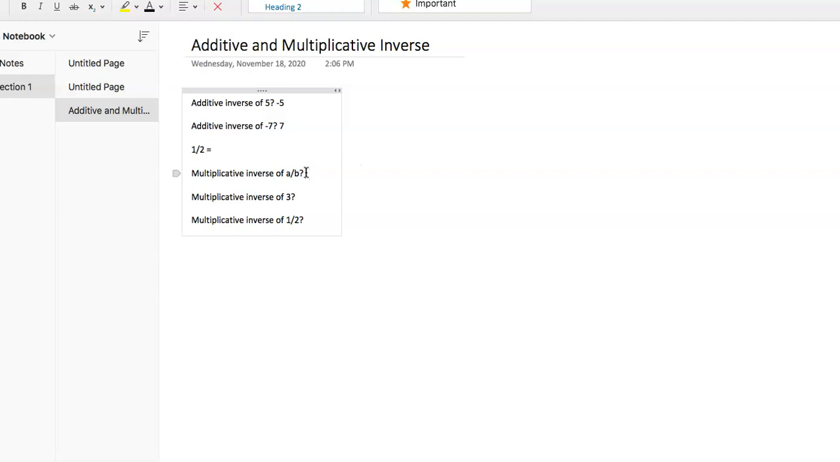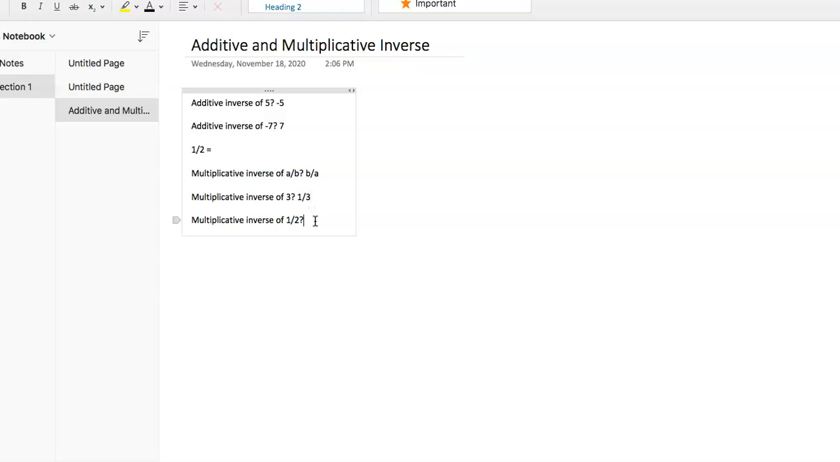Multiplicative inverse is similar, but you're just reversing it. So the multiplicative inverse of a divided by b equals b divided by a. That's the formula that you're working with. As we look at a couple of examples here, multiplicative inverse of 3, remembering that 3 really equals 3 divided by 1. If we flip those, we get 1 divided by 3.